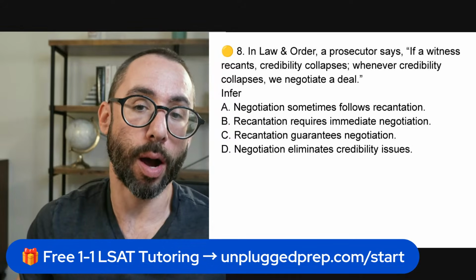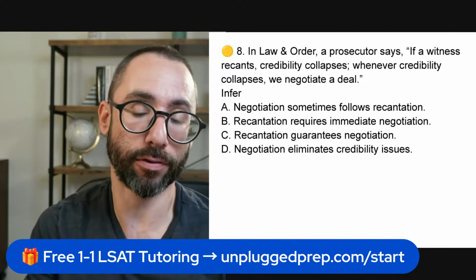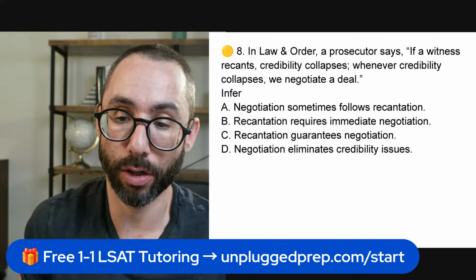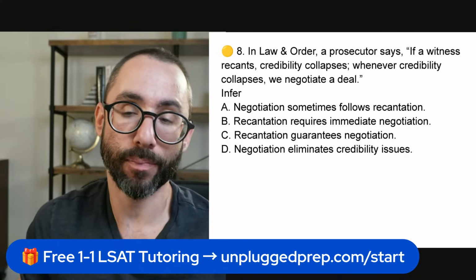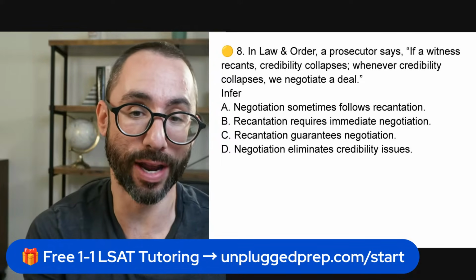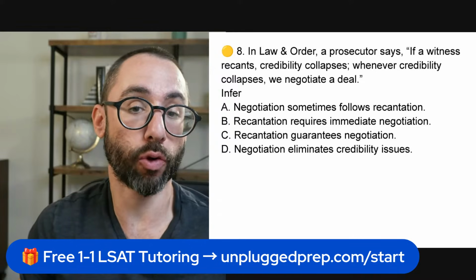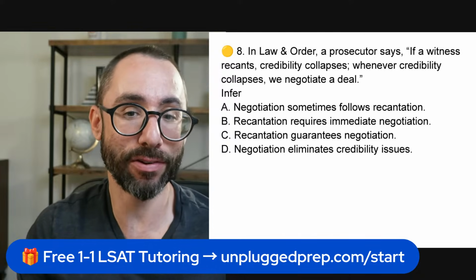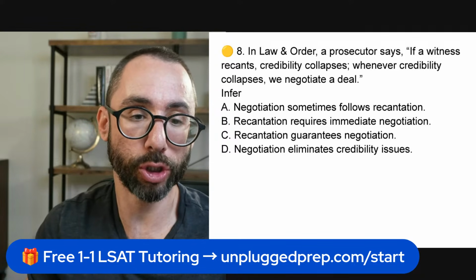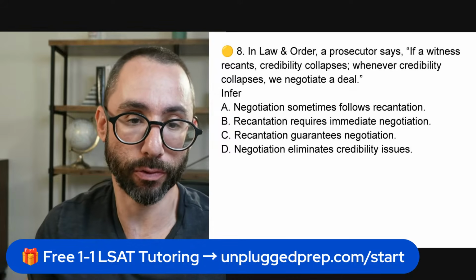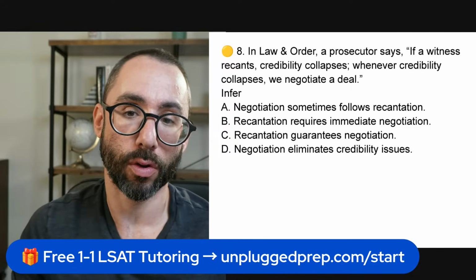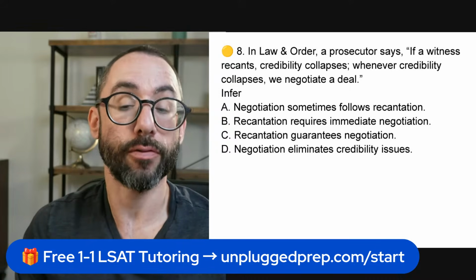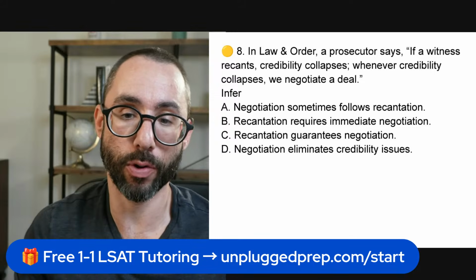In Law and Order, a prosecutor says if a witness recants, credibility collapses. Whenever credibility collapses, we negotiate a deal. What can we infer? A, negotiation sometimes follows recantation. B, recantation requires immediate negotiation. C, recantation guarantees negotiation. Or D, negotiation eliminates credibility issues. When you have your answer, please drop it in the chat, A, B, C, or D. If you're not sure, just drop a question mark, but do commit to an answer.